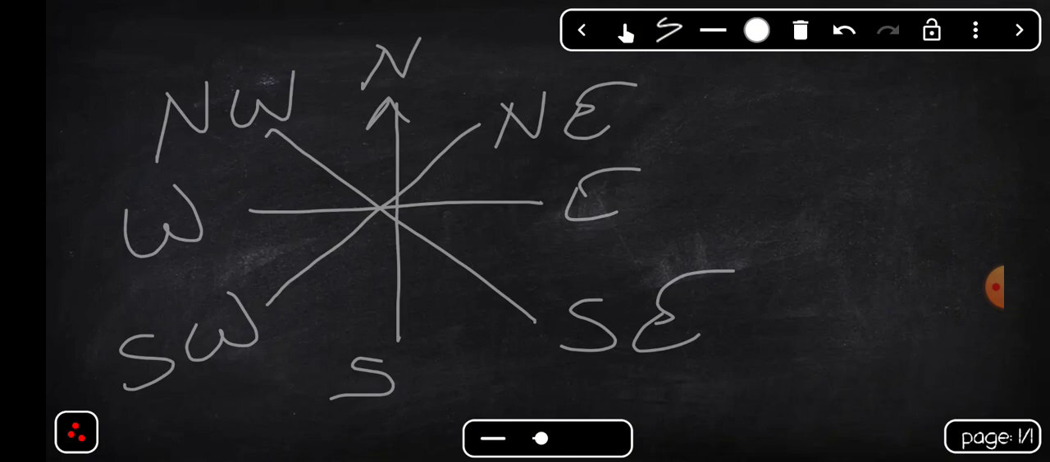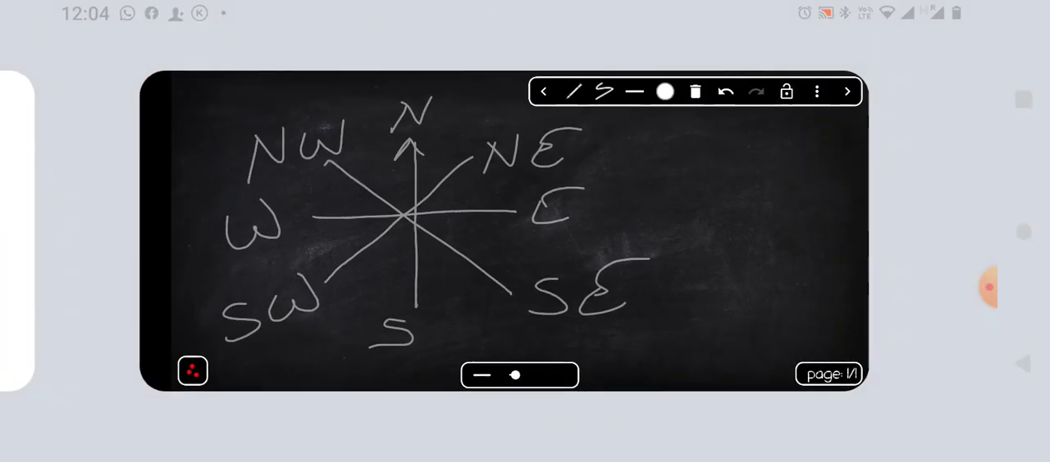This is the direction. The upper side is north, the down side is south, the right side is east, and the left side is west. Between north and east, it is northeast. Between south and east, it is southeast. Between south and west, it is southwest, and between north and west, it is northwest. This is the direction. And we should know something about the Pythagoras theorem.